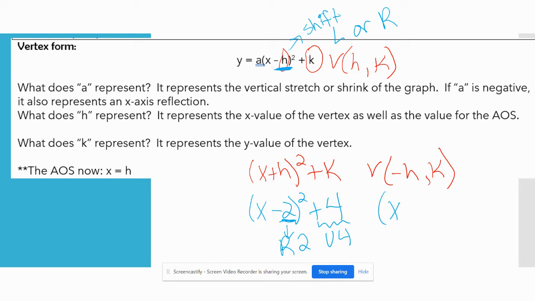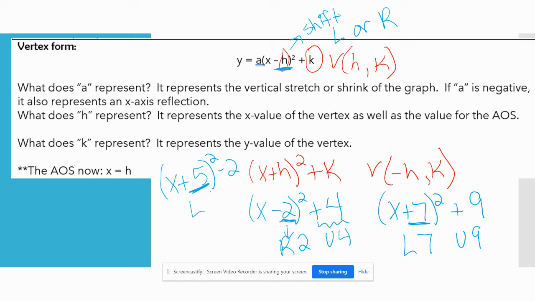If we had x plus 7 squared plus 9, then again, opposites inside, that's going to be a left 7 units, up 9 units. If we had x plus 5 squared minus 2, this plus 5 would be left 5 units and down 2 units.